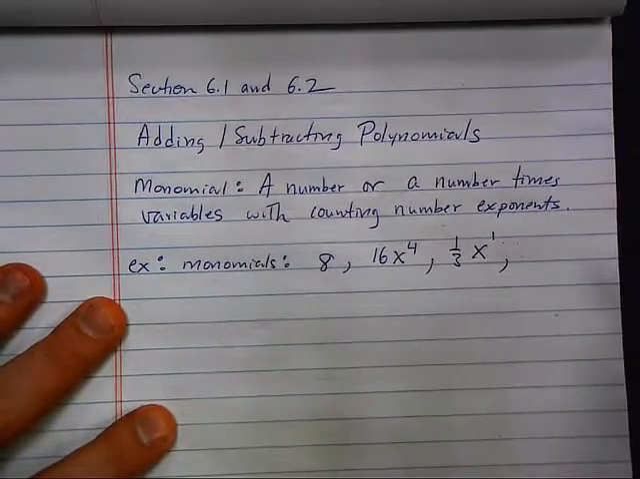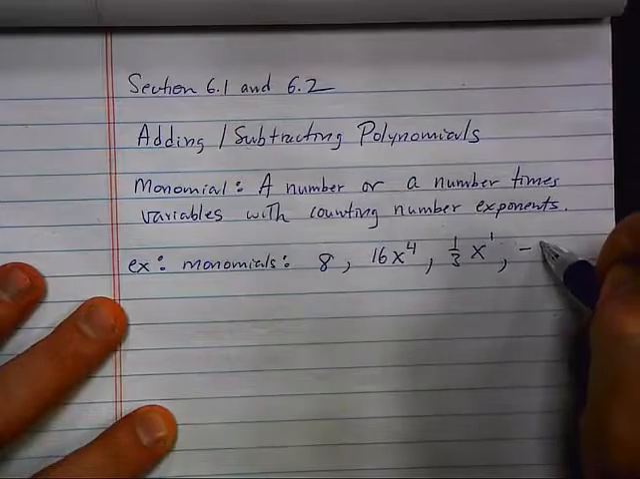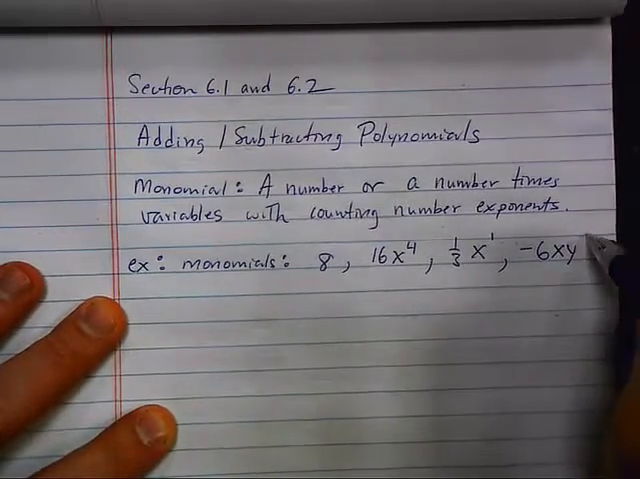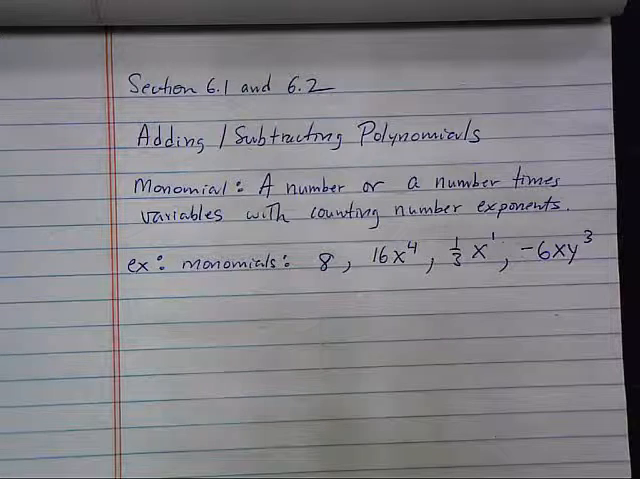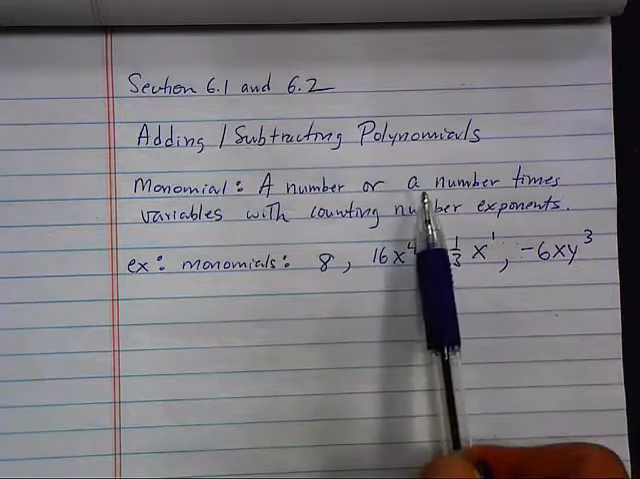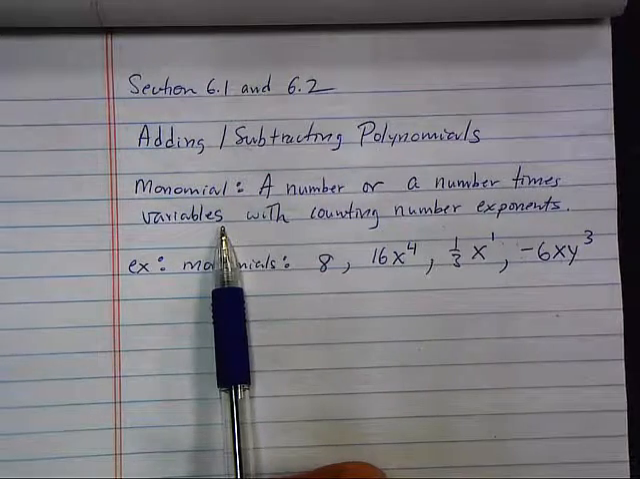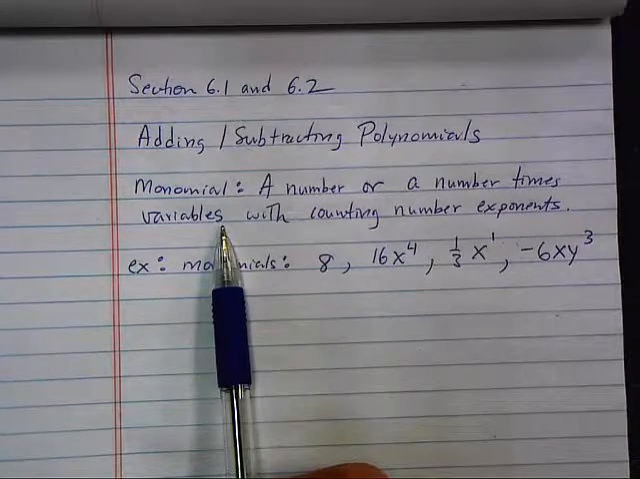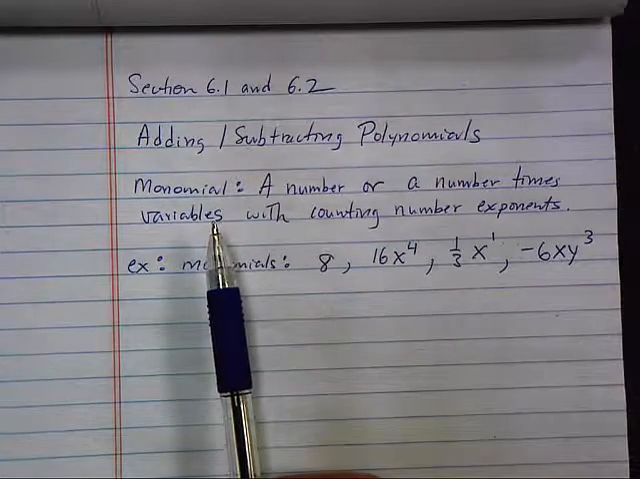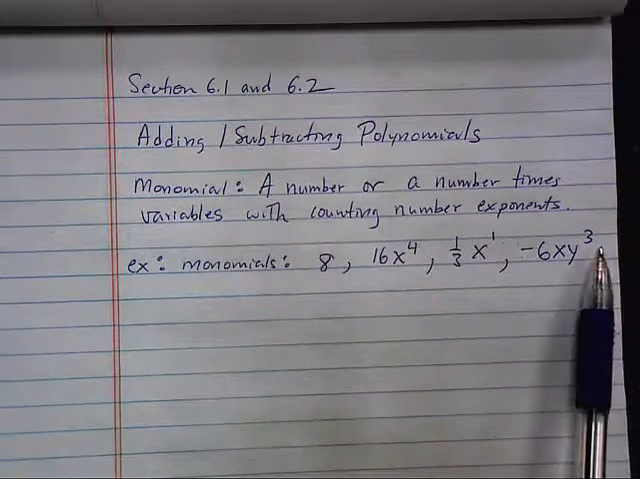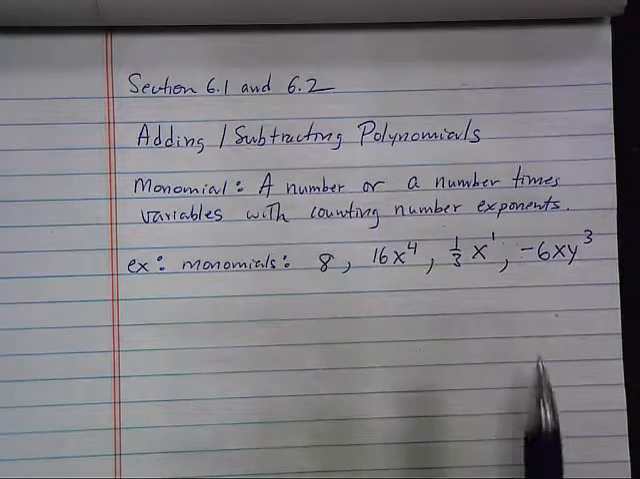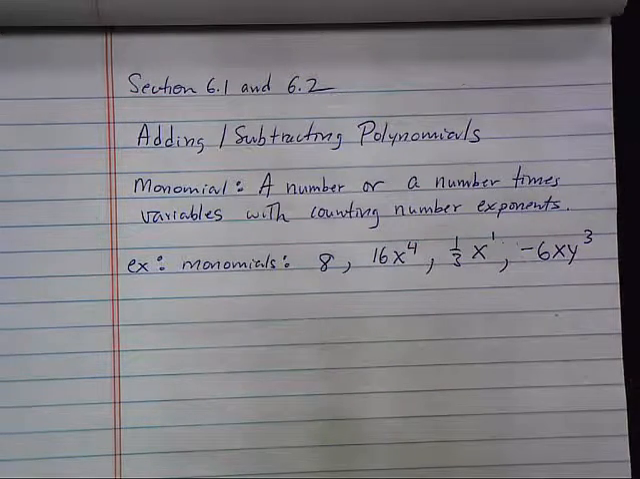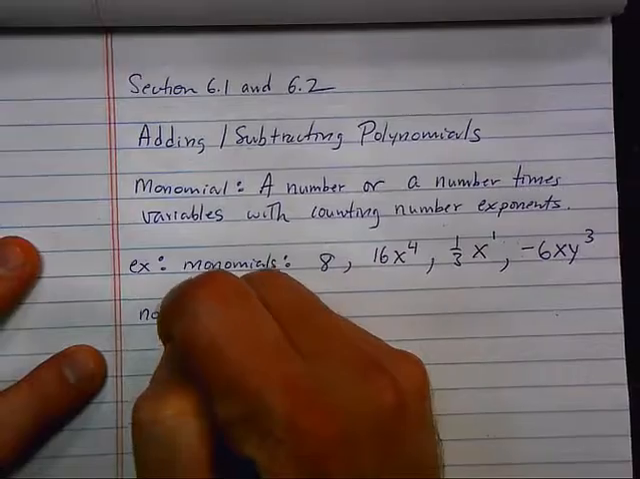How about negative 6xy cubed? Is that a monomial? Okay, notice I wrote in my definition, or a number times variables. Is it okay to have more than one variable? Yes, it is. So that was a tricky question. I threw 2 variables in there to try to trick you. It usually works. So this is still considered a monomial. You can have more than one variable as long as you're multiplying things together and all the powers are counting numbers. That's okay.